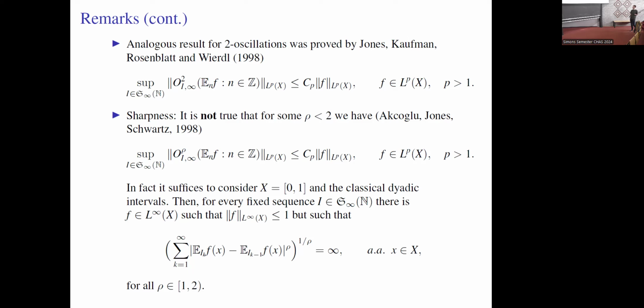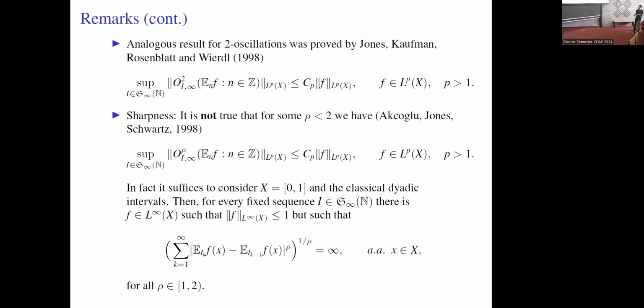In fact, it's possible to do something stronger. In the definition of the rho oscillations, we have some supremum. So we consider a supremum in some blocks, and here it suffices to consider a fixed sequence of I_k. This is somehow stronger, because for rho equal to 2, this is just a square function. Even for this square function, we can find a counterexample in the sense that the right-hand side here would be infinite for almost all x's.